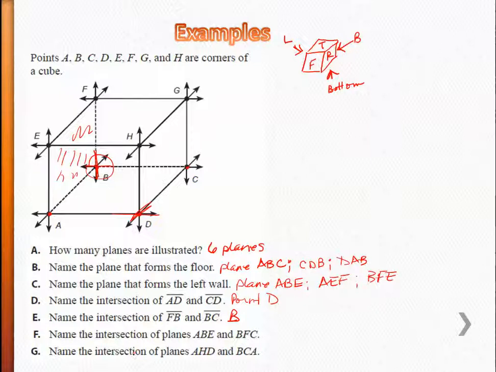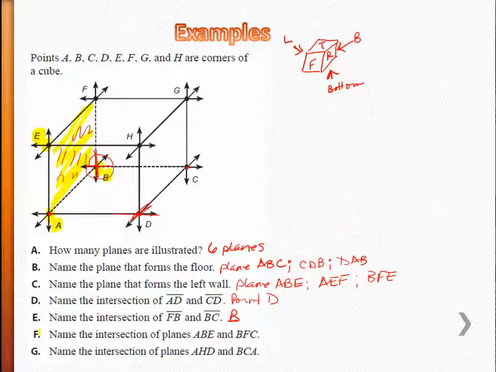Uh-oh, look here on part F. It says name the intersection of planes ABE and BFC. Whoa, okay. I'm going to have to do some coloring here. I'm going to get my highlighter and highlight these planes because it'll make it easier to ignore all the other planes. This is going to be ABE right here because you're looking for the plane that includes those three points. So I have A right there, there's B, and here's E. So that's how I knew it was that plane.